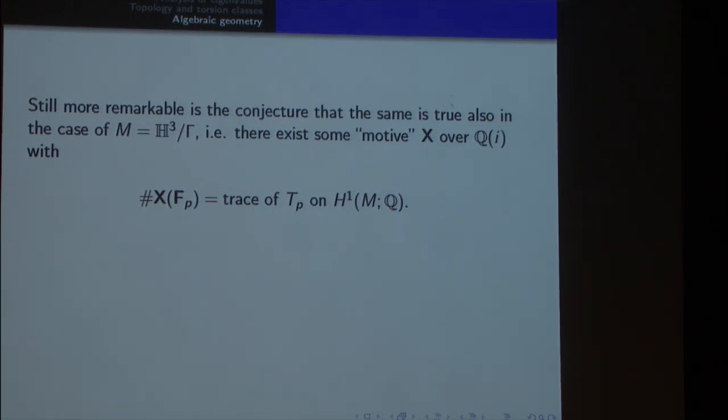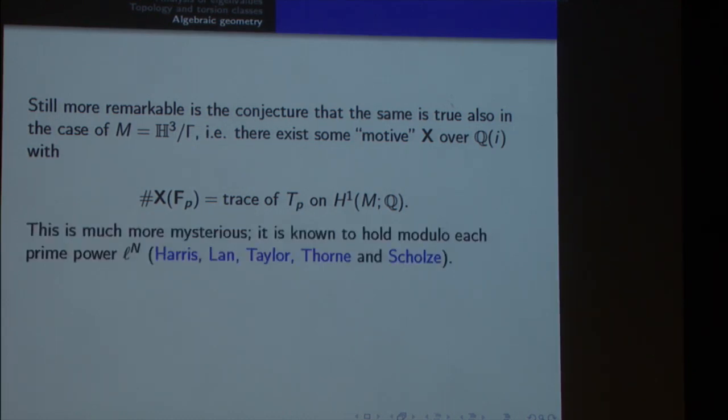So we think this is true. The strongest evidence for this is a theorem that was proved independently by Harris, Lan, Taylor, Thorne, and Scholze, which says that this statement is true modulo l to the n. In other words, if you have a prime power, you can find a variety x, maybe depending on the prime power, such that this equality holds modulo that. But it might be, and probably will be, a different one for each prime power. So this is something which is very mysterious.